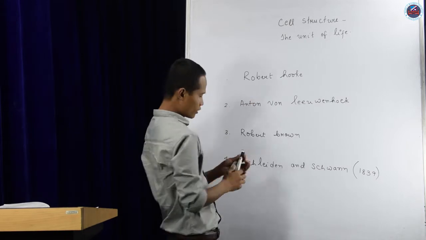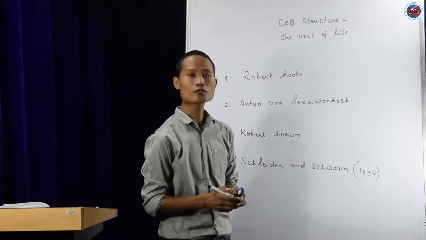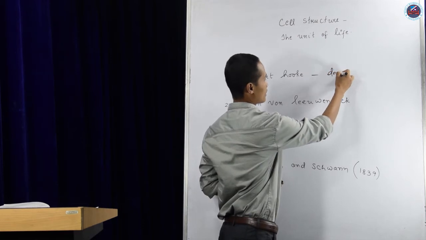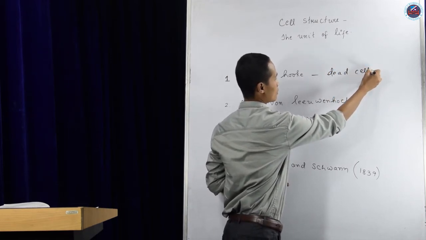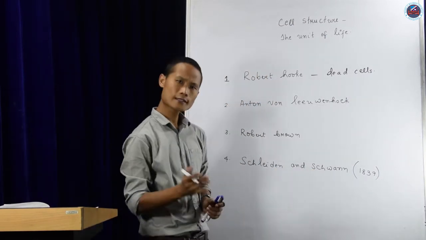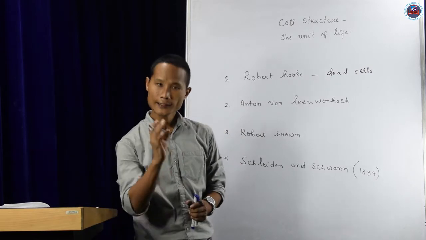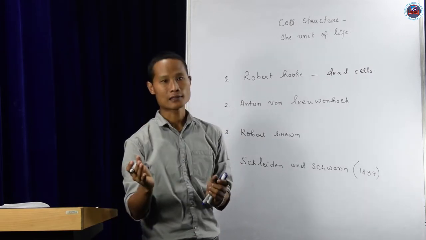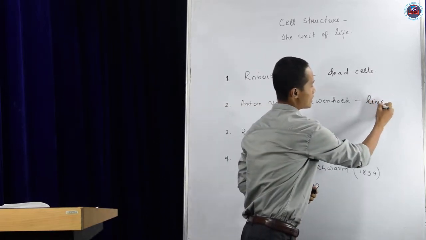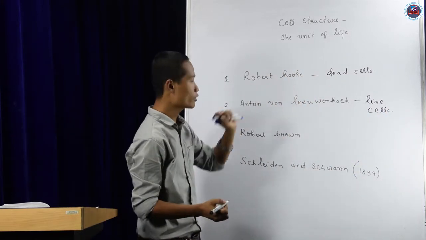It was Robert Hooke. He was the first person to observe the cell, but he observed dead cells. He observed the cork, but later it was found that it is a dead cell. Later on, another scientist came, known as Anton von Leeuwenhoek. He had seen the live cells and he had discussed what cell is all about. It was live cells.